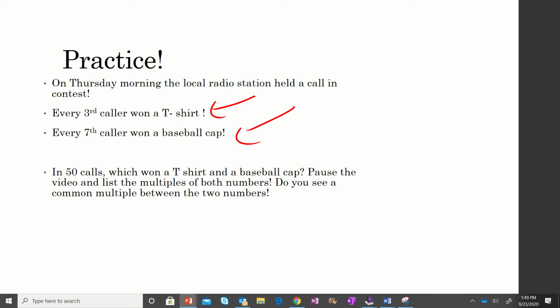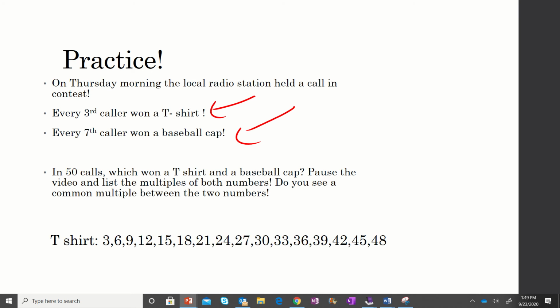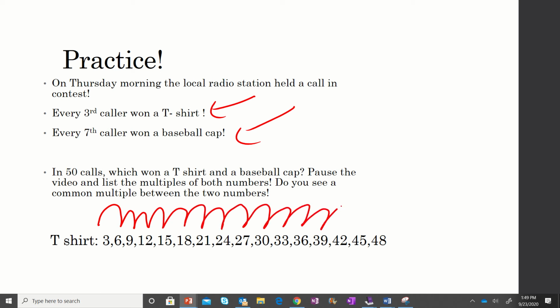All right, welcome back. We would have paused and listed the multiples, just like I did here. We have 3, 6, 9, 12, 15, 18, 21, 24, 27, 30, 33, 36, 39, 42, 45, 48. I stopped at 48 because the next multiple would be 51, which is over 50.